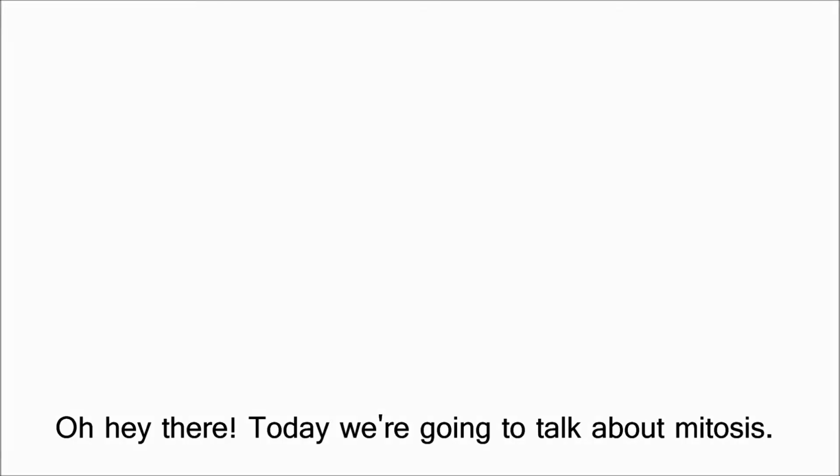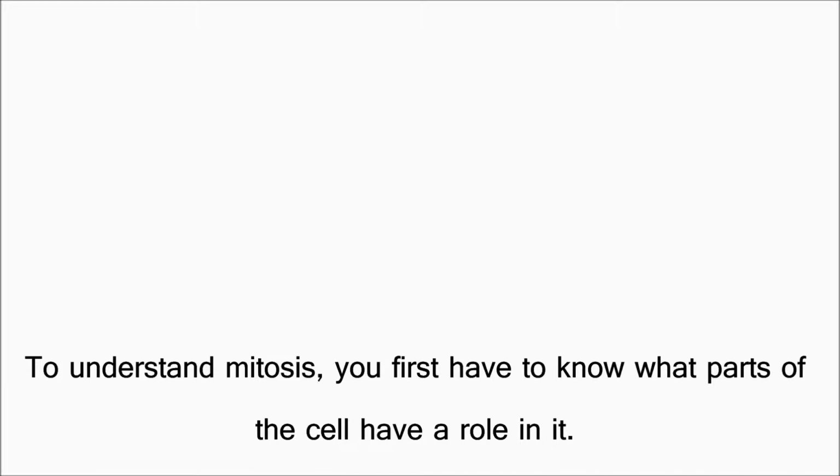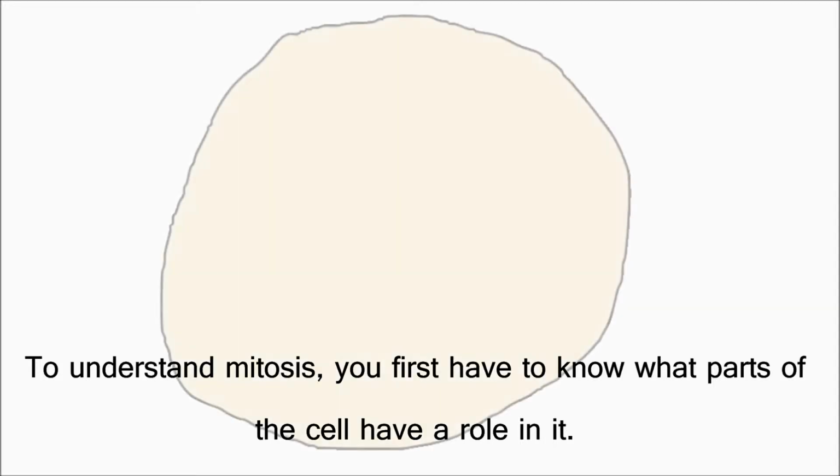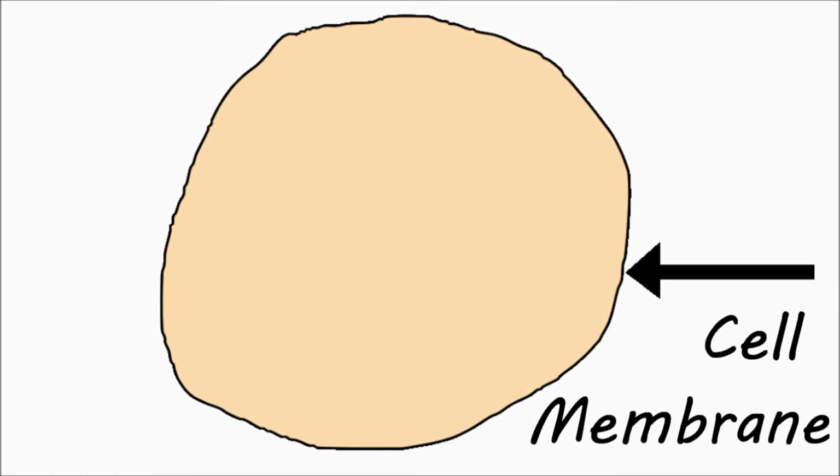Oh hey there, today we are going to talk about mitosis. To understand mitosis, you first have to know what parts of the cell have a role in it. This thin line represents the cell membrane. It basically holds the inside of the cell together and protects the cell to some degree.